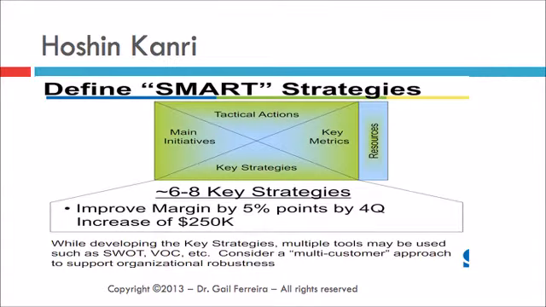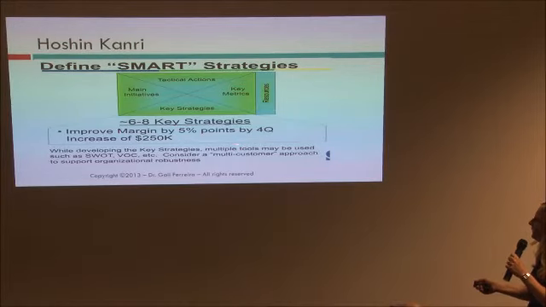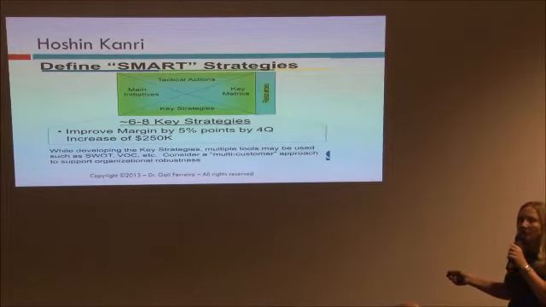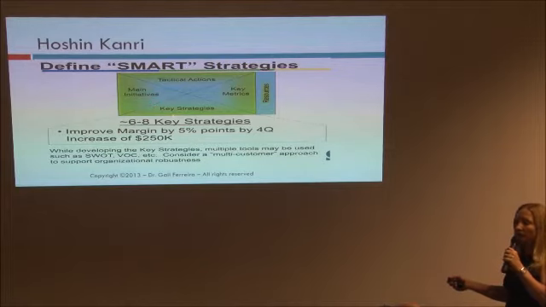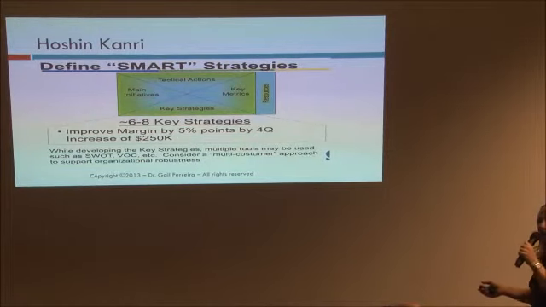And so here's an example when you're defining the key strategy. If you're a CEO, maybe you want to improve your margin by 5 percentage points by the fourth quarter to get an increase of 250K, or even at a program management level. It could be anything. When you're doing the key strategies, you can use Hoshin Kanri along with other tools. I think all of you know the SWOT analysis and other tools like that. So you can use it in combination with other tools, or you can just use the Hoshin Kanri tool.